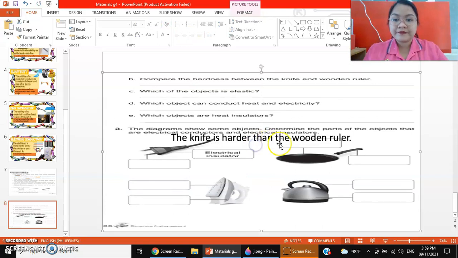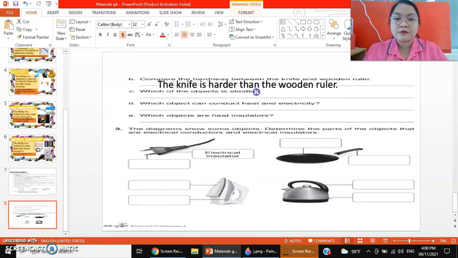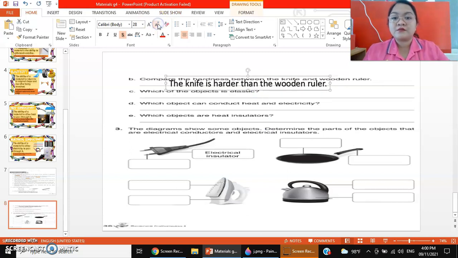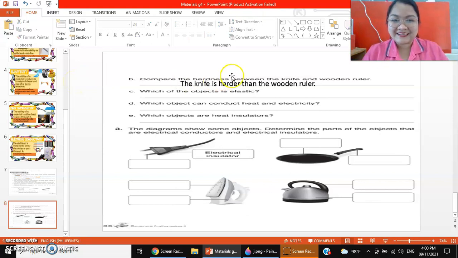Okay, next letter C. Which of the objects are elastic? So which do you think is elastic? The rubber band, the knife, or the wooden ruler? Okay, answer on your own. Letter C, D, and E.